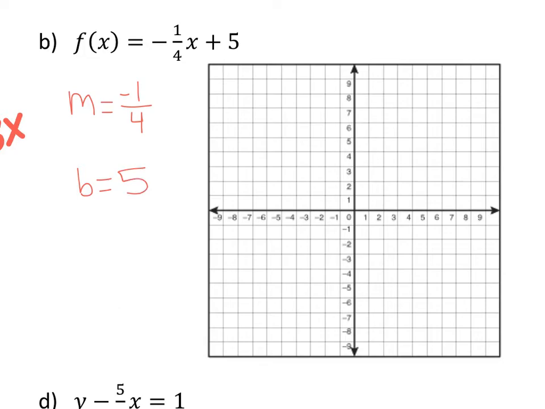So we're going to begin at 5 on the y-axis. So put a point at 5. Our slope tells us the direction. In this case, our numerator is negative, which tells me I'm going down. And our denominator is positive, so I'm going right. Think of these as your directions. So I'm going to begin at my point, which is at 5 on the y-axis. I'm going to go down 1, right 4, and then plot a point, and continue to do that.